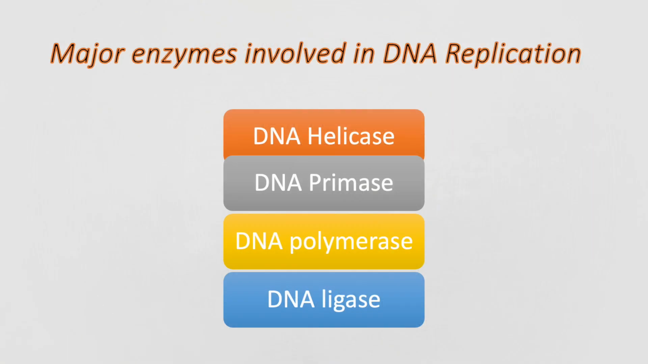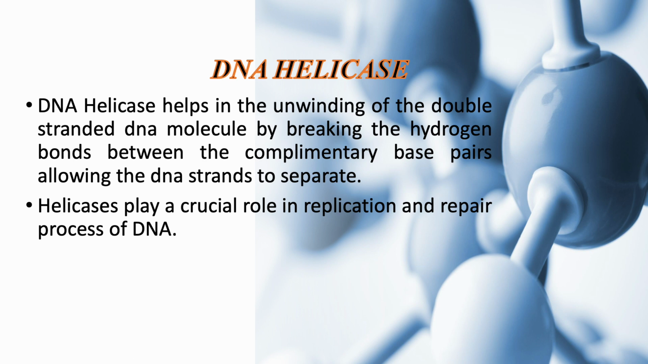And now coming to the major enzymes that are involved in the DNA replication process. These enzymes act in coordination so that it helps in the complete process of replication, as each enzyme has a different role to play. The main enzymes involved in DNA replication are DNA helicase, DNA primase, DNA polymerase, and DNA ligase. Let us now see each individual enzyme and its role in the process of replication.